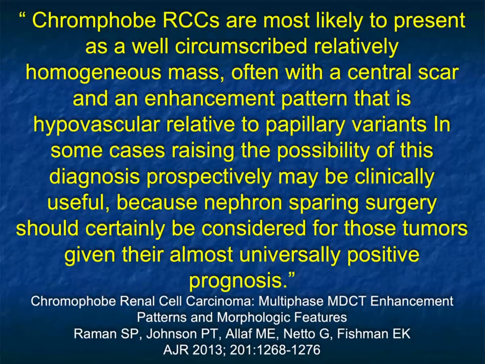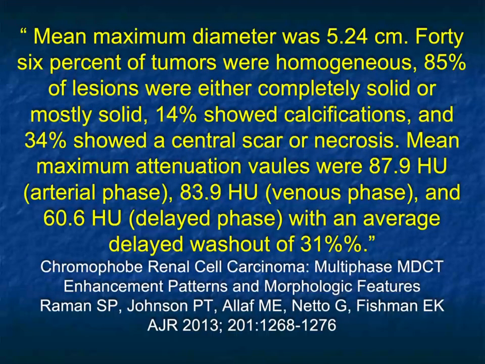They're typically well-defined, homogeneous. We talk about a central scar now. It's always a challenge, central scar versus central necrosis, but a central scar is the classic appearance, usually on arterial phase, but also seen on venous phase. In some cases, again, it can be challenging. One of the things about recognizing something as a chromophobe is you're more likely to get by with a partial nephrectomy if it's a chromophobe. And if the surgeon thinks it's a chromophobe, but they're not positive, they always could biopsy it, and that can indeed be very helpful. The average size of a chromophobe was about 5.2 centimeters.